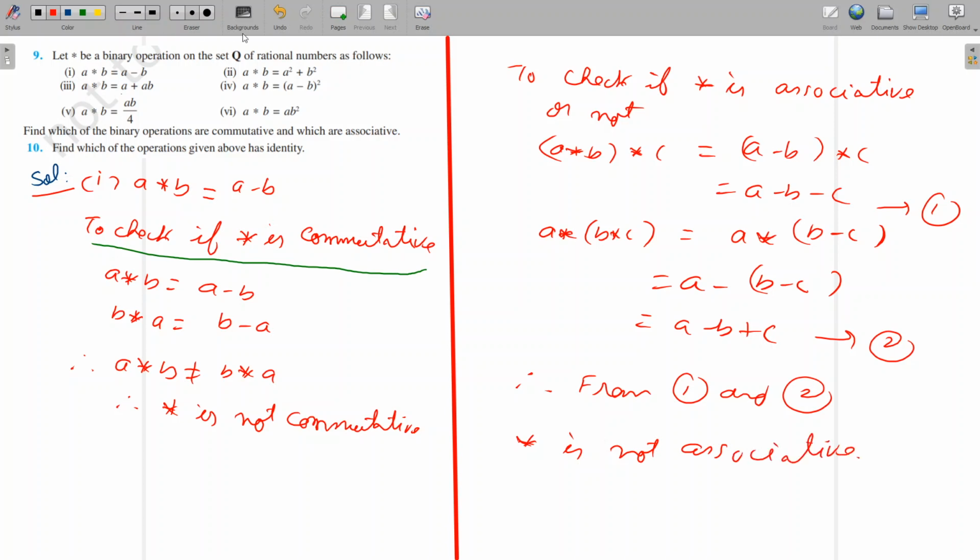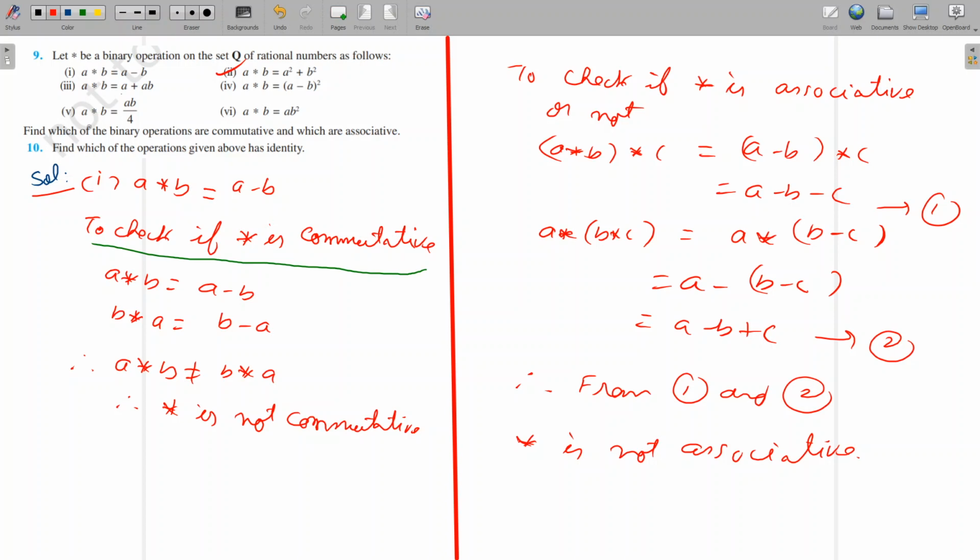Now similarly we can do the second one also. A star B is equal to A square plus B square. So what will be B star A? That will be B square plus A square, and A square plus B square is same as B square plus A square. So it will be commutative, and you will see that it will not be associative. And the same way you will try this third part, fourth part, and this sixth part also.